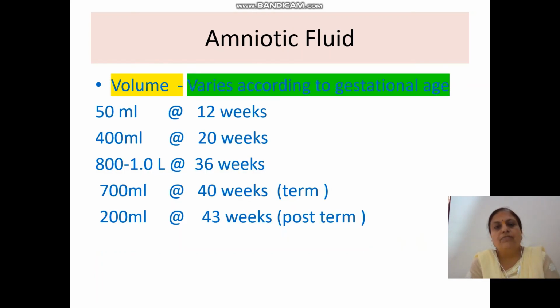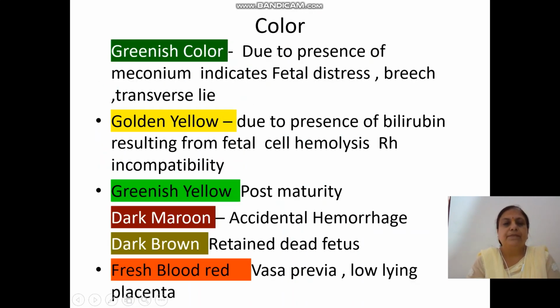The volume of the amniotic fluid varies according to gestational age. 50 ml is at 12 weeks, 400 ml at 20 weeks. It is highest, that is peak, at 36 weeks, which is 800 ml to 1 liter. Then the amount gradually comes down. At 40 weeks or term, it is 700 ml. It further reduces at 43 weeks or post term to 200 ml.